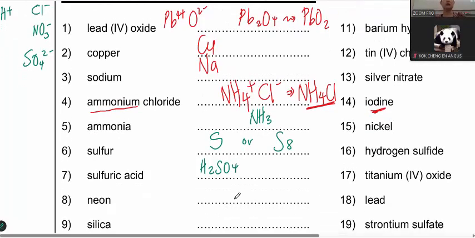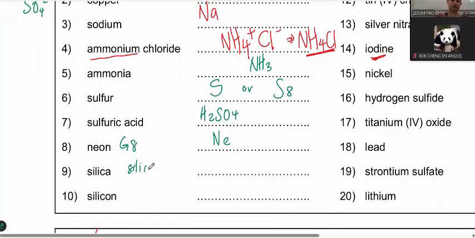Neon is in group 8. Group 8 has a full outer shell. It just exists as an atom. Silica is actually silicon 4 oxide, so it's SiO2, and silicon is just Si. Silicon 4 oxide is actually the name for sand.